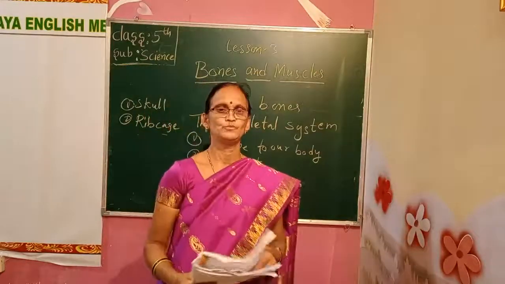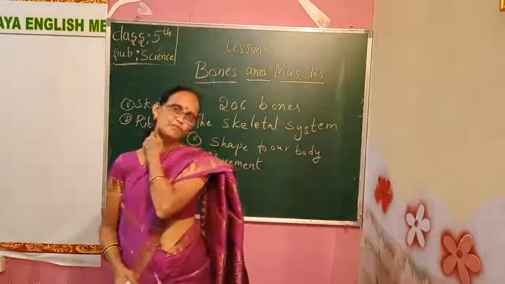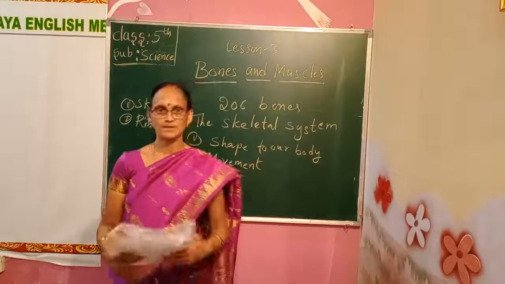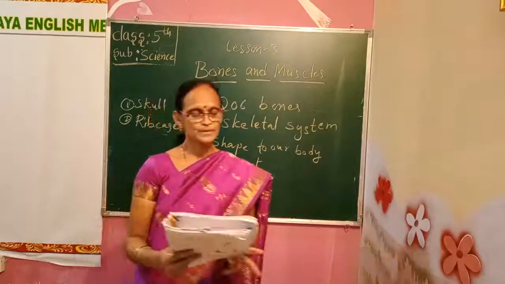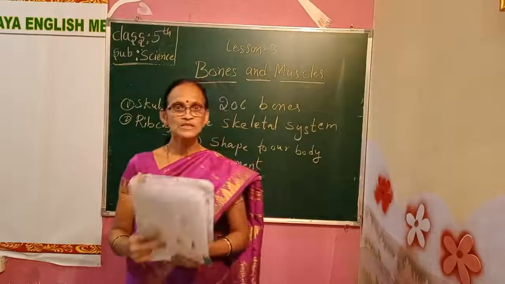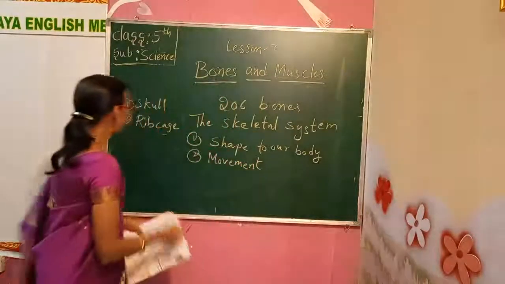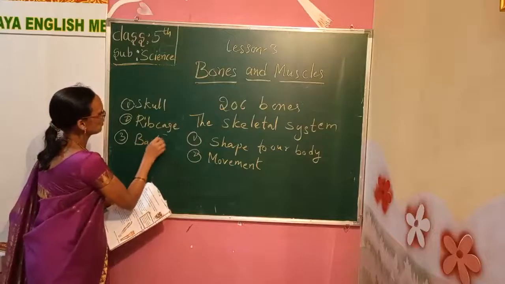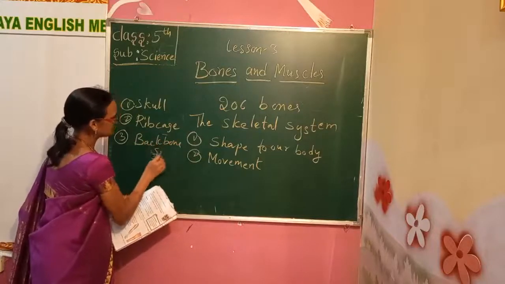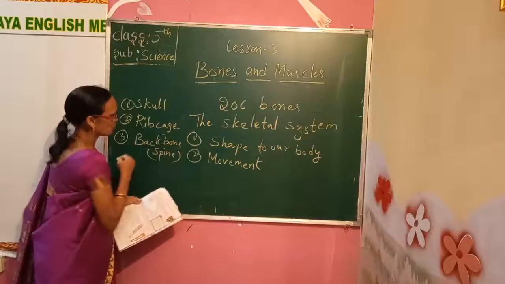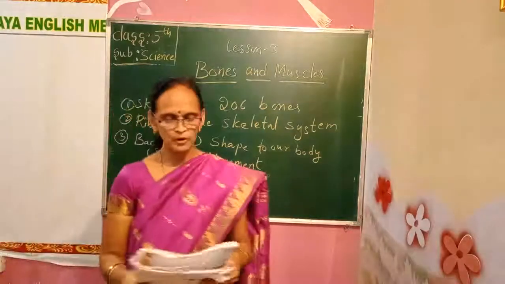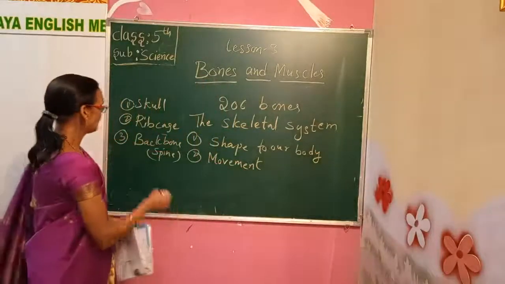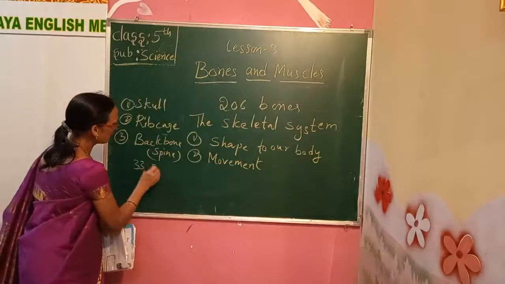Now next, the backbone. Backbone means what? The bone on the back side, joined from the head to the leg part. That is called the backbone. The backbone is also called the spine, S-P-I-N-E. The spine is made up of 33 small bones.